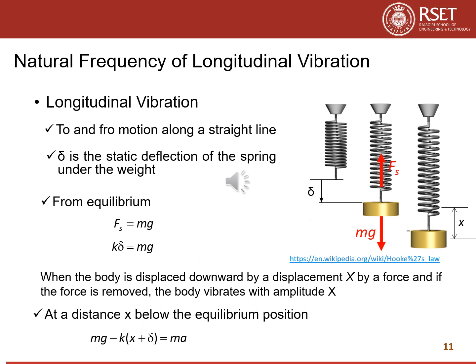Then there will be a vibration in the longitudinal direction. That is, there will be an up and down motion, and the body will be vibrating with an amplitude X. Now suppose that this mass is at a distance small x below the equilibrium position.